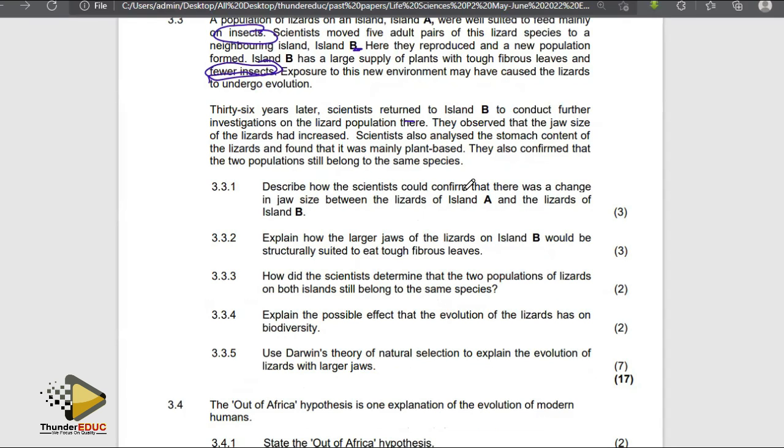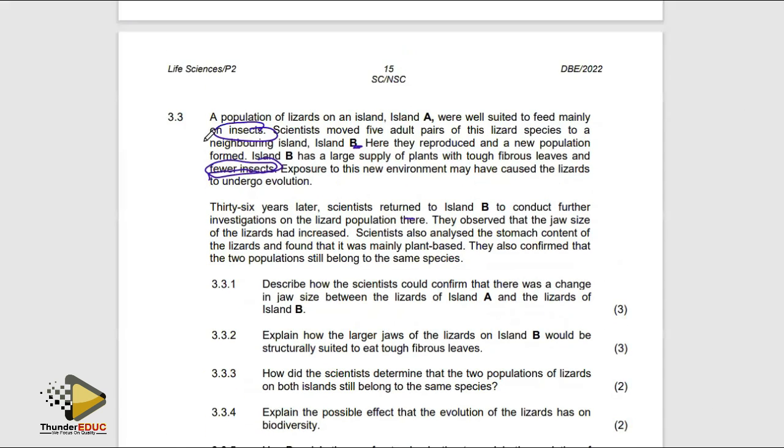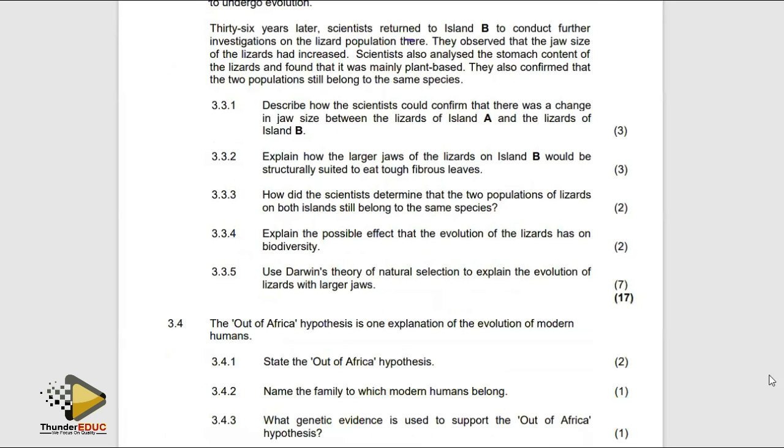So basically, what the scientists could use to confirm that there was a change in the jaw is, this is an obvious answer. They had to measure the lizards on island A and the lizards on island B, check whether the jaw size is the same, and compare the differences if a difference is there. Then explain how the large jaw of the lizards on island B would be structurally suited to eat the tough fibrous leaves.